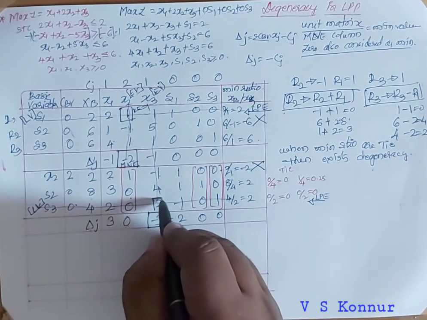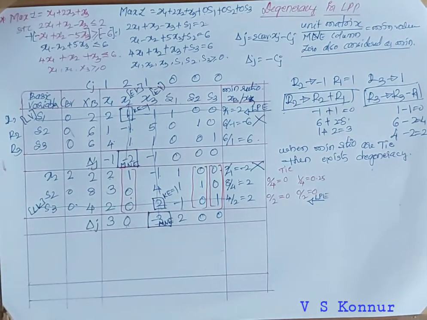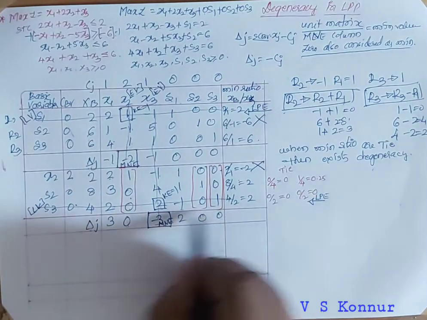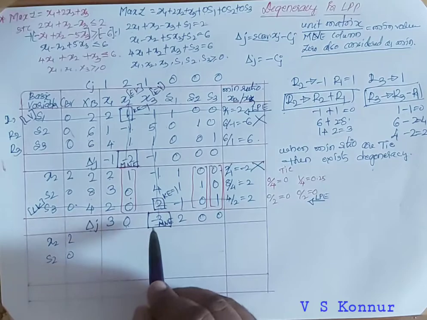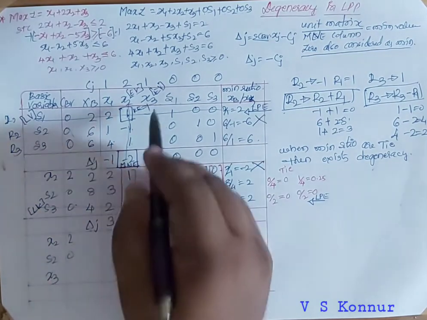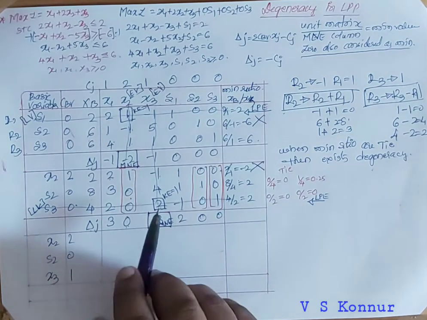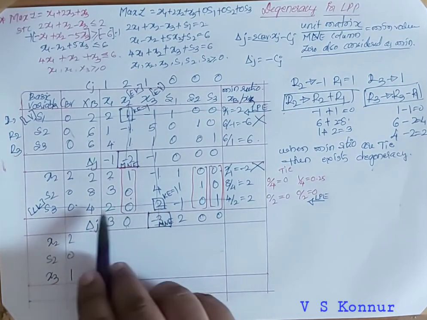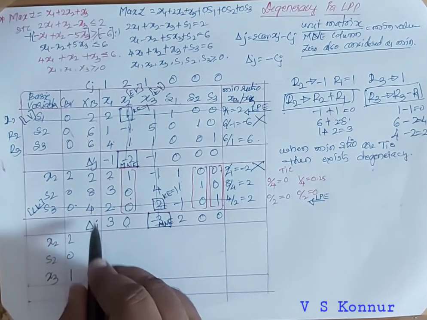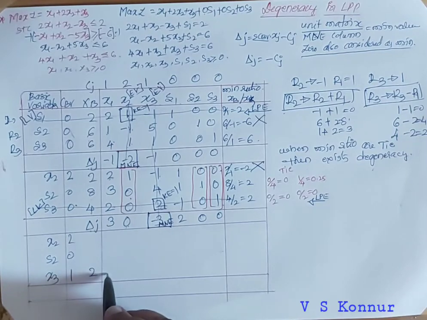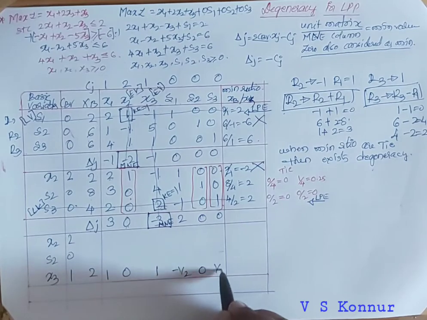The intersection of the least positive element and the most negative element is called the key element. It should be equal to 1. If it is not equal to 1, we should make it equal to 1. x2 remains as it is, s2 remains as it is, s3 has been replaced by x3. It is having coefficient 1. Now to make it 1, we should divide from xb onwards by 2. 4 by 2 is 2, 1, 0, 1, minus 1 by 2, 0, 1 by 2.